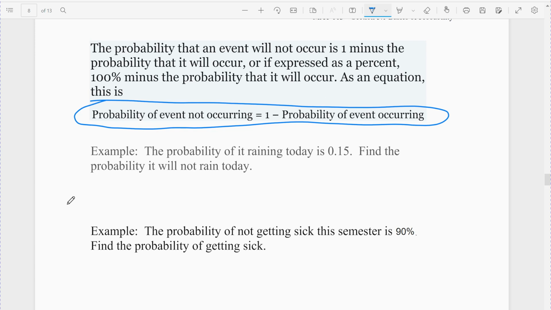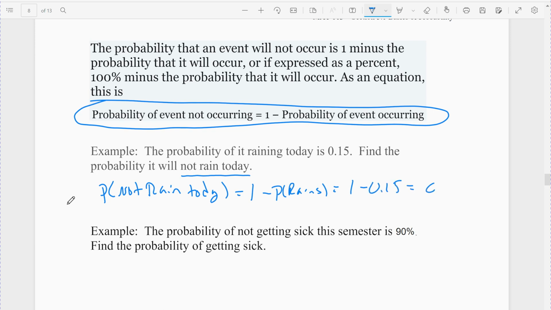For example, the probability of it raining today is 0.15, a 15% chance. What's the chance it won't rain today? Well, it should make sense. The probability that it's not going to rain is 1, the probability of all outcomes, minus the probability it rains. So 1 minus 0.15 is 0.85. If there's a 15% chance it's going to rain, it should make sense that there is an 85% chance it won't rain.